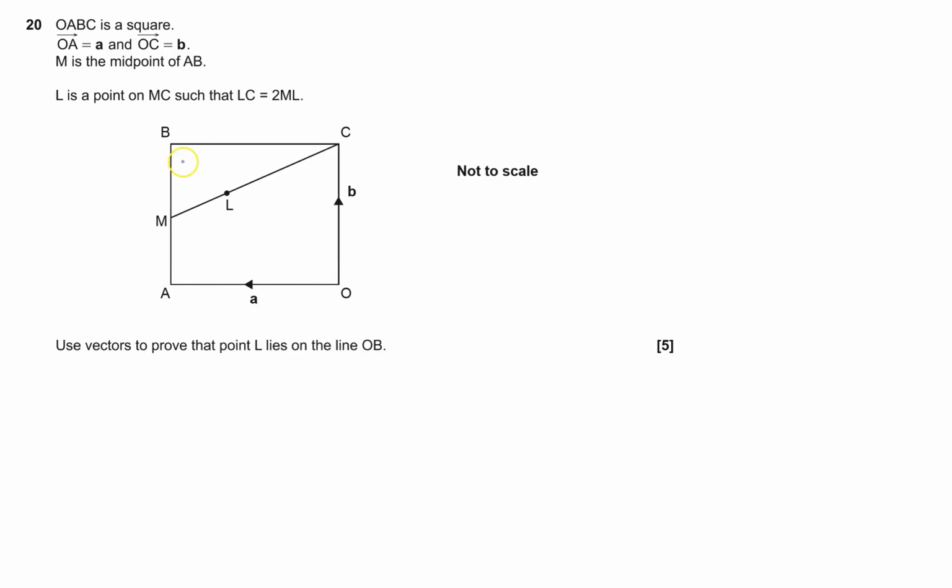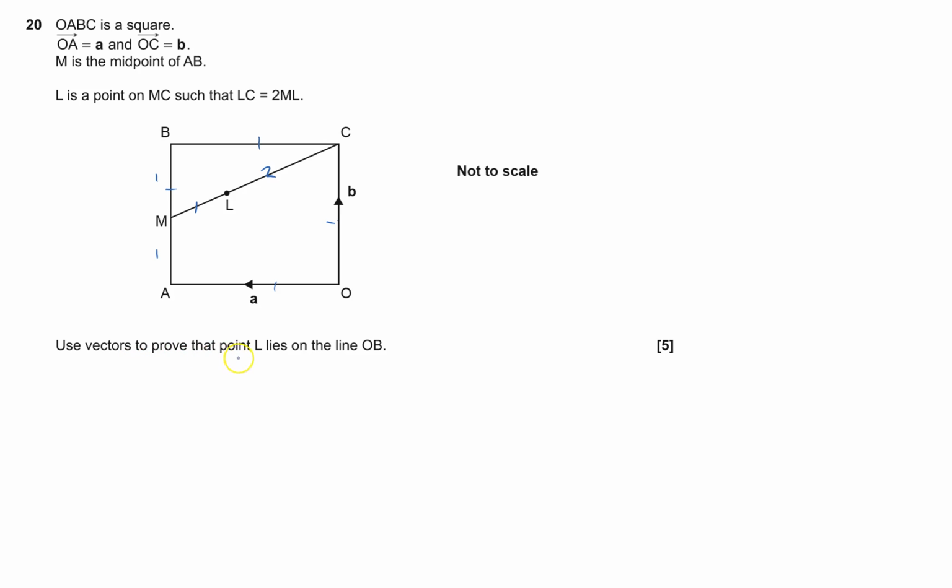Okay, OABC is a square, so that length is the same as that length. Well, they're all the same length. Okay, that's the first thing. M is the midpoint of AB, so that length here is the same length as that. And L is a point on MC, such that LC equals 2 ML. So this is 2 parts for that one part there.